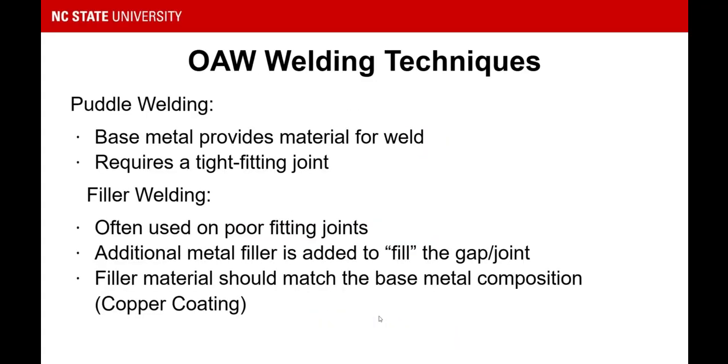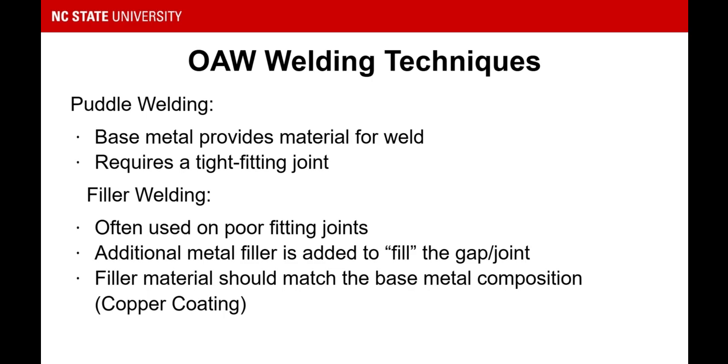All right, let's talk a little bit more about the welding technique itself. With oxyacetylene welding, there are two different ways that you can do this. You can do what we call a puddle weld and a filler weld. This is also very true with TIG welding, so the same process applies to that as well. Puddle welding is when we use the two pieces of material that are provided, and we only use that material. We don't add any additional weld material, the filler rods, if you will. This requires a joint to fit very tightly and there not to be any gaps between the metal.